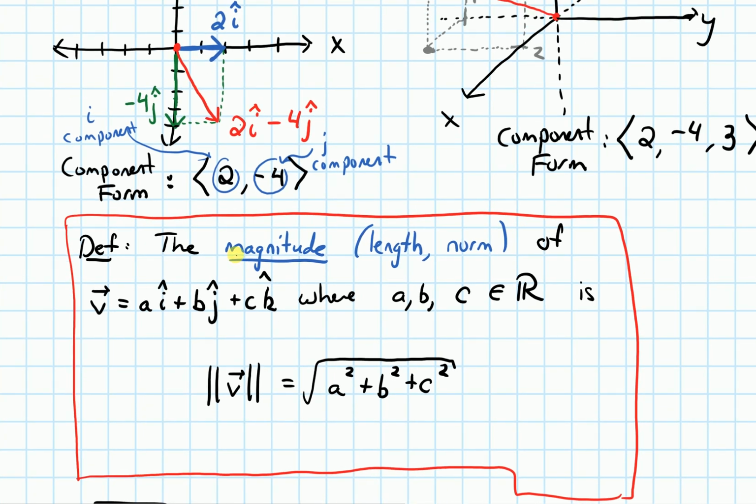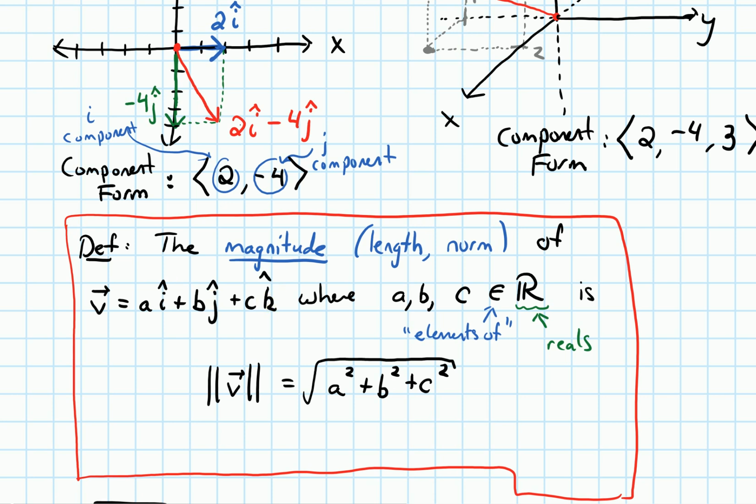So the magnitude, which we also refer to as the length or the norm of a vector, so of the vector v, which is a i hat plus b j hat plus c k hat, where the a, the b, the c are, so this first symbol means that they are elements of, and that second symbol that looks like a capital R with an extra vertical line means the reals. So a, b, and c are real numbers. In other words, they are scalars, whereas the i, the j, and the k are vectors.